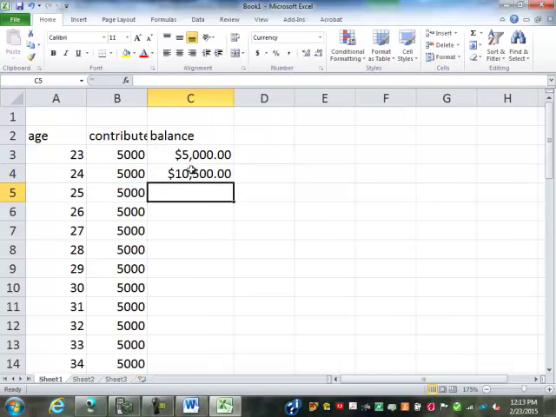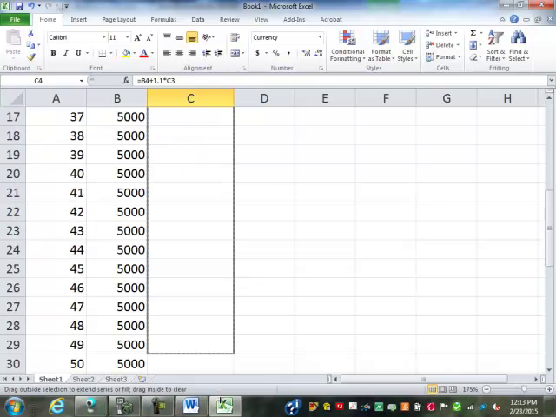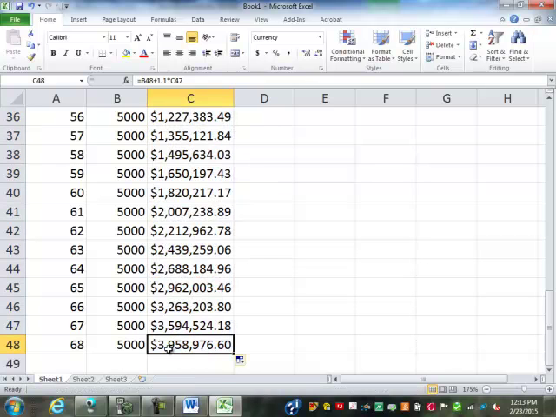Okay, let's give this some room and we'll fill this down. Anybody want to guess how much money you'd have at 68 if you put away $5,000 a year and you got that 10%? Significant. Just under $4 million you'd end up with.